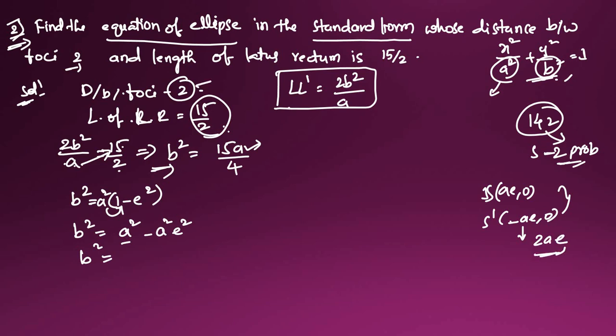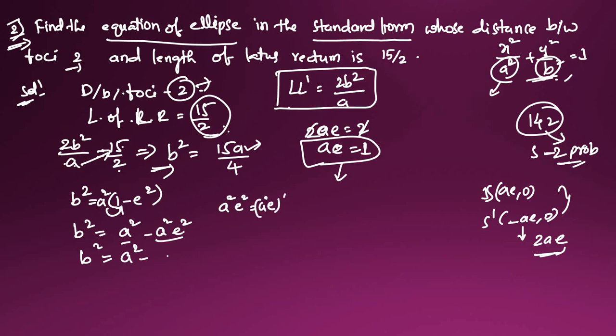That value is given as 2. So we find 2ae is equal to 2, which cancels, so ae is equal to 1. Then we substitute this ae in this equation. So a square minus a square e square, we can write as a square minus ae whole square, meaning b square is equal to a square minus 1.